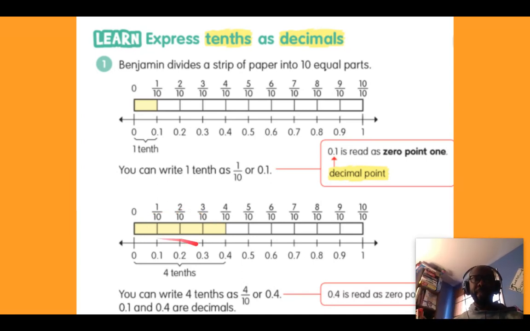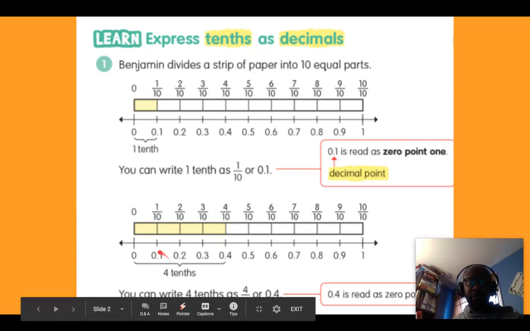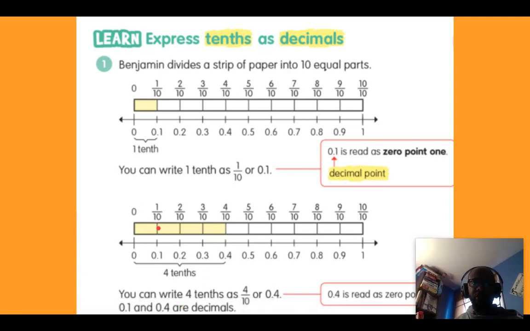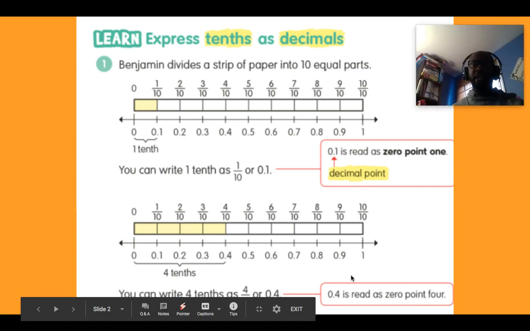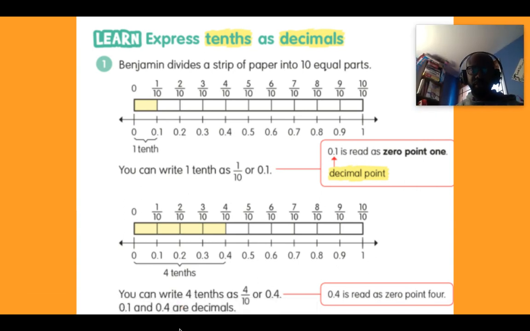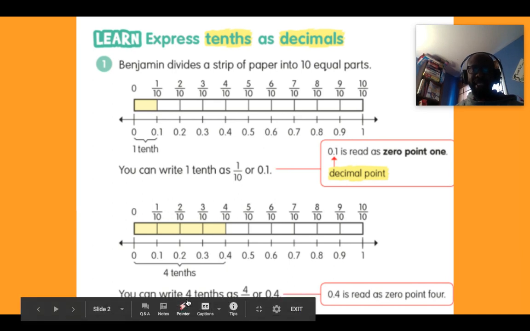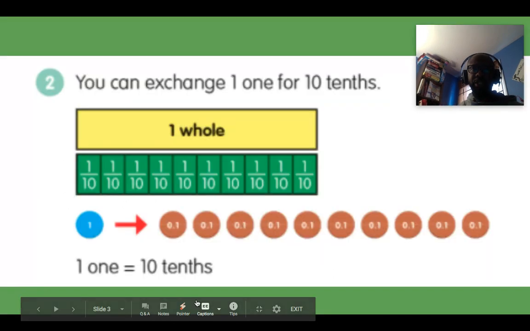Good job. Now look at this here. If we were to write 4/10, we would shade in 4 of these. 1, 2, 3, 4. You got it. 4/10. So 4/10, let's move our screen here. I'm going to slide up top here. All right. 4/10 is written here as 4/10, or you got it, 0.4. Excellent. Let's go to the next slide.